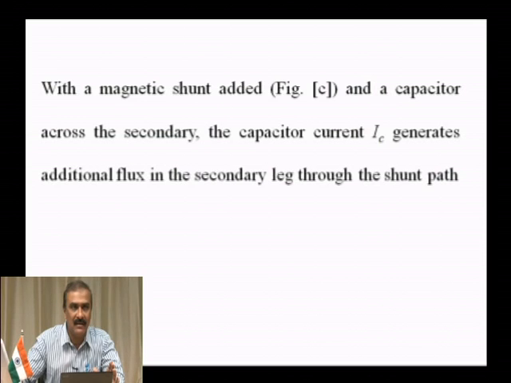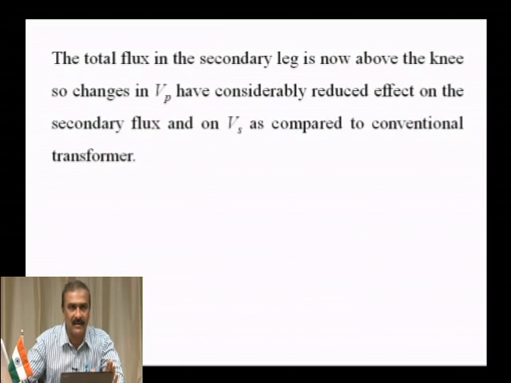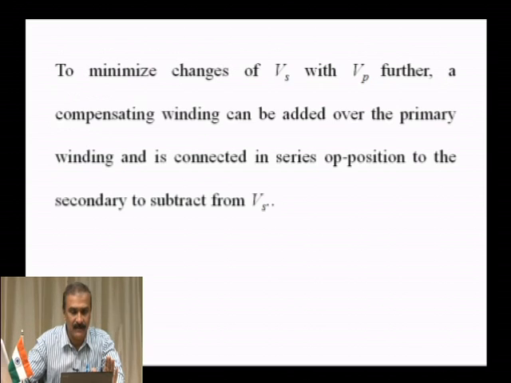So, with the magnetic shunt and a capacitor across the secondary, the capacitor current IC generates additional flux in the secondary leg through the shunt path. This is the resonant path. Now, the total flux in the secondary leg is above the knee voltage, so that Vp will have a considerably reduced effect on the secondary. Now, the point is you are operating in the saturation region.